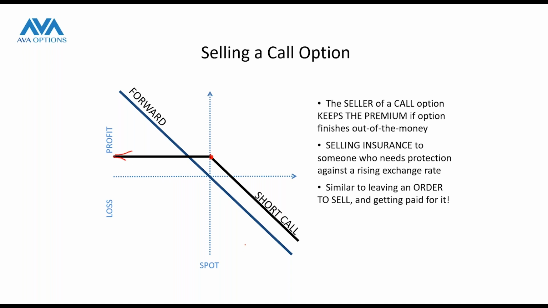It will expire worthless, and you, as the options writer or the option seller, will keep this premium as a profit. And this is one of the most powerful reasons that people use options, is to sell options, to be the insurance company, to get paid for taking risk and for writing options. We'll talk more about that theme in a few minutes.